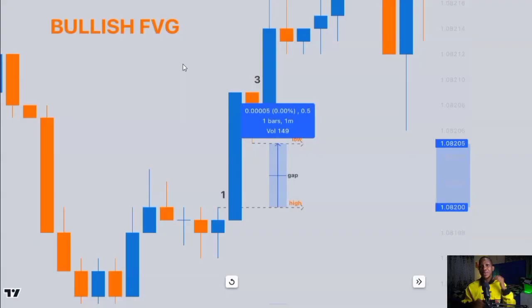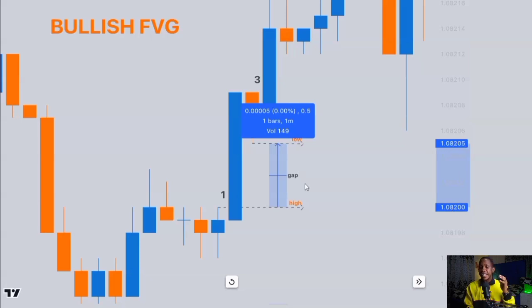So today guys, I'm going to be teaching you the concept of a fair value gap, which is a gap created due to institutional participation in the market. If you get your measuring tool and measure from here to here, can you see that there is a 0.5 pip gap? And if you see the price difference, you understand what I'm trying to say. This one is 1.08200 and this one is 1.08205.